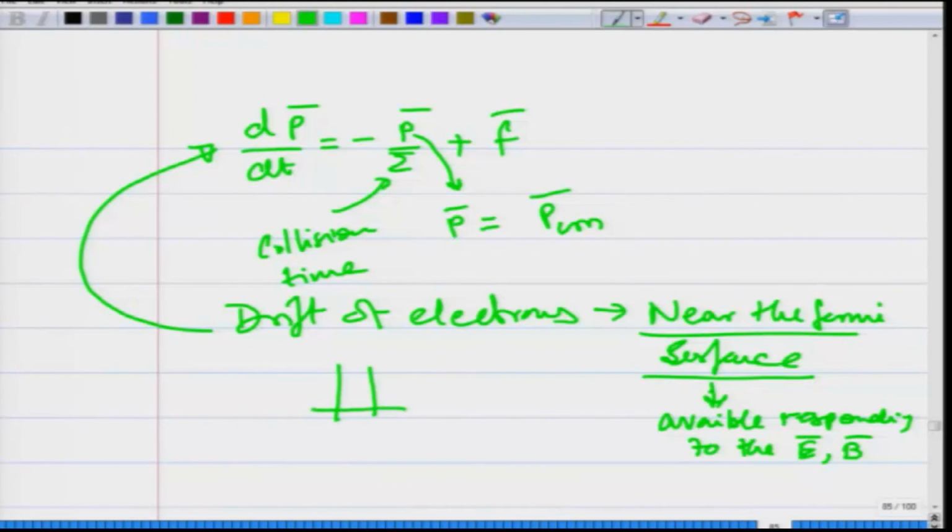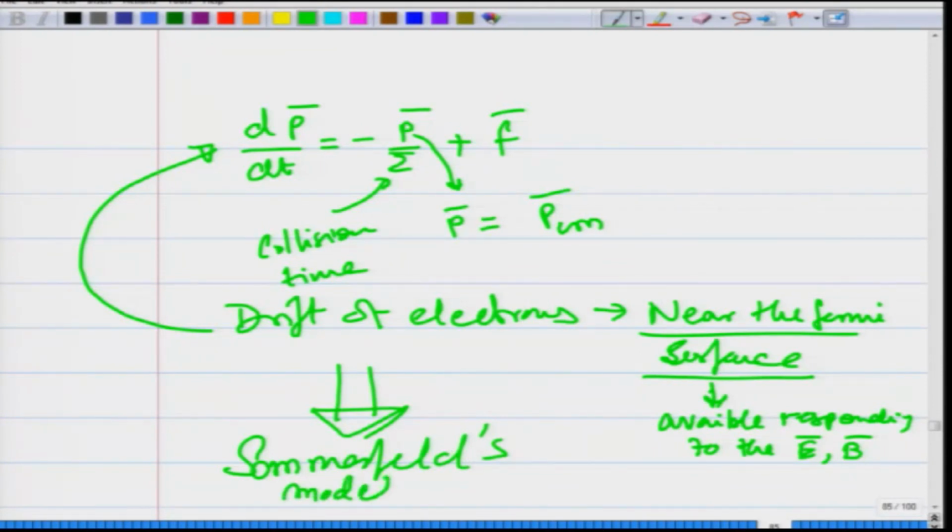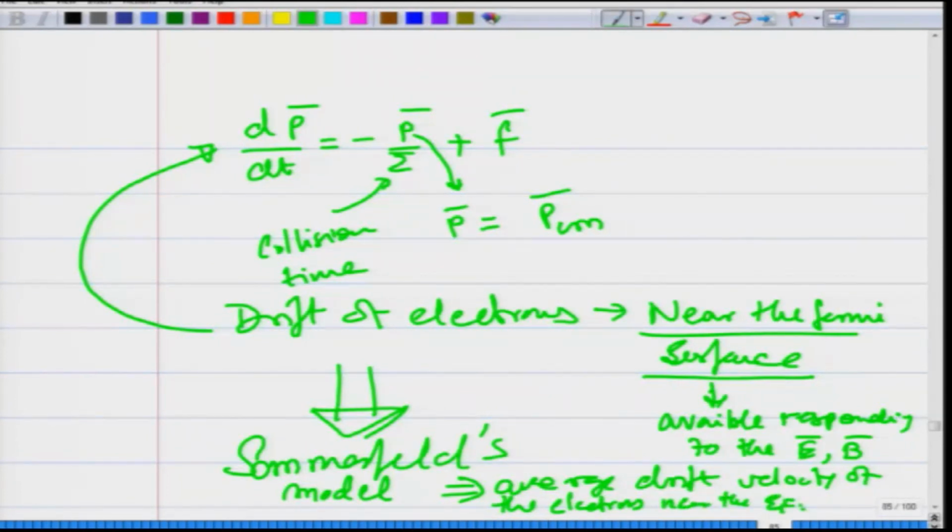So, although the equation of motion is quite similar to the Drude model, the interpretation is very different, and this is what comes out of the Sommerfeld model, that there is an average drift velocity of the electrons near the Fermi energy, and this is how one interprets the behavior of conductivity in a metal. The conductivity in the metal is happening through electrons which are near the Fermi surface, which are those electrons which are sitting near the Fermi surface.